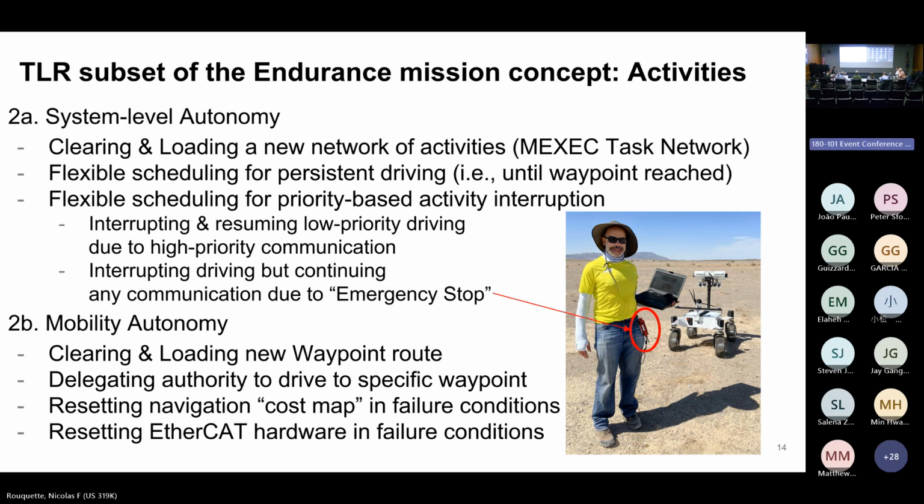For example, we had to describe activities like clearing and loading a task network. We have some flexible scheduling. We want to drive until the waypoint is reached. But there's a bunch of interruptions that can happen and did happen. Some of them are intentional, like the first sub-bullet. High priority communication had a higher priority than driving. So if a high priority file came into the system, we had to stop driving to communicate when there was an orbiter visible in the sky.